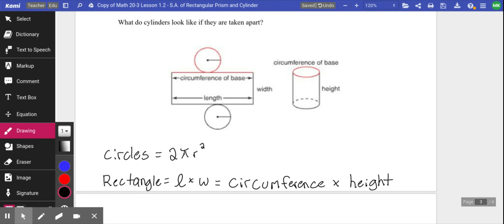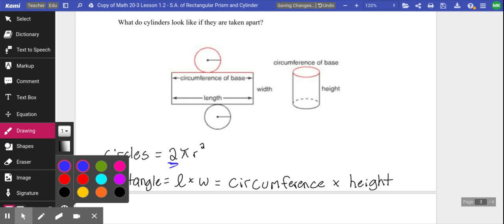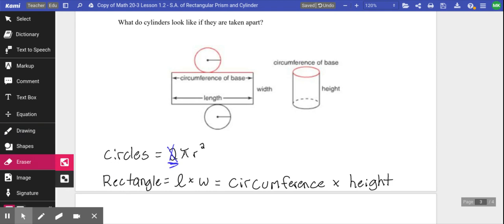Beautiful. For these circles, we just said 2 times because there's always going to be 2 circles, the top and the bottom. If there wasn't 2 circles, so for instance, my coffee cup doesn't have a top, then I wouldn't do the 2 anymore. I would just do pi r squared for the 1 circle. So if that's a circle that is open-ended, you wouldn't have the 2 anymore.